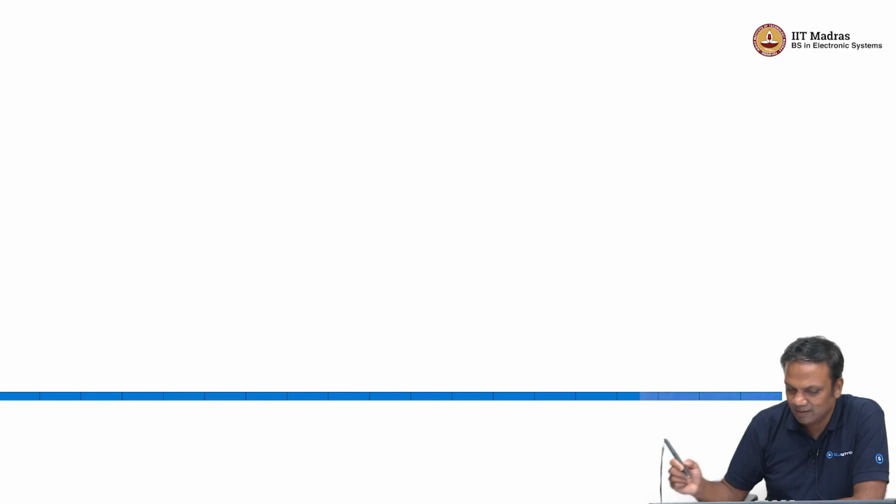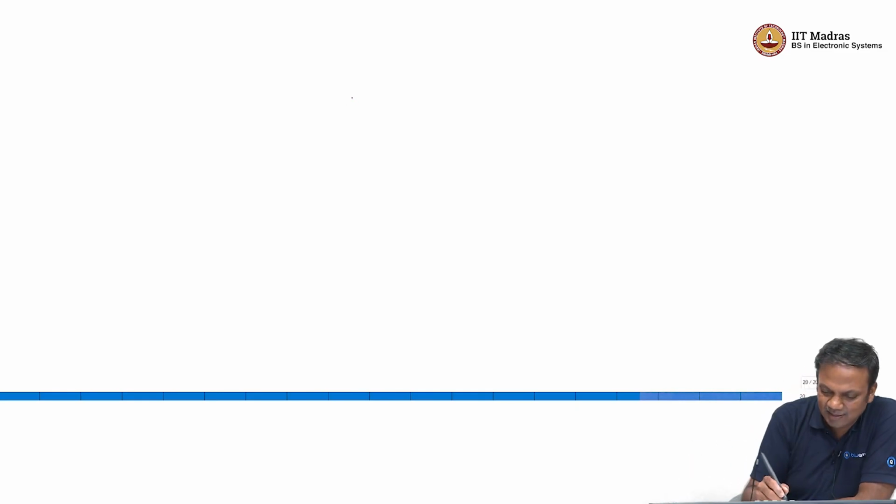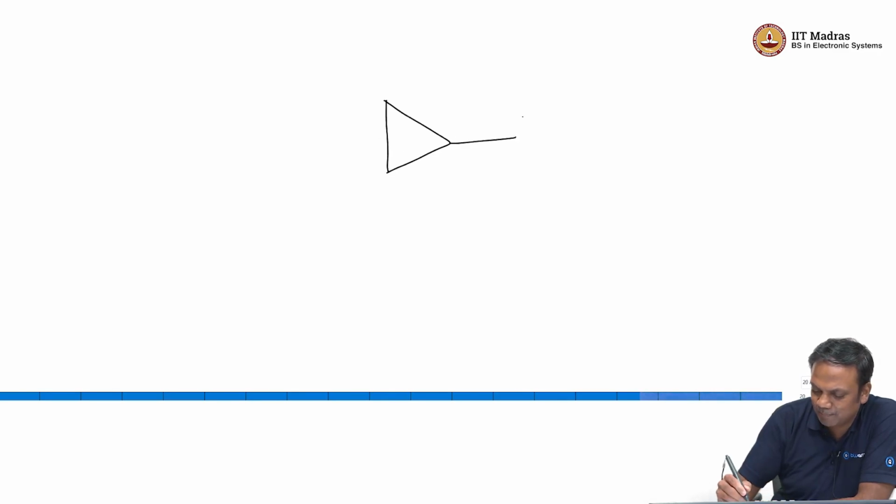So, now what people do to get around this is to say that, okay, you should have the amplifier, and I am going to add one small element to the amplifier.